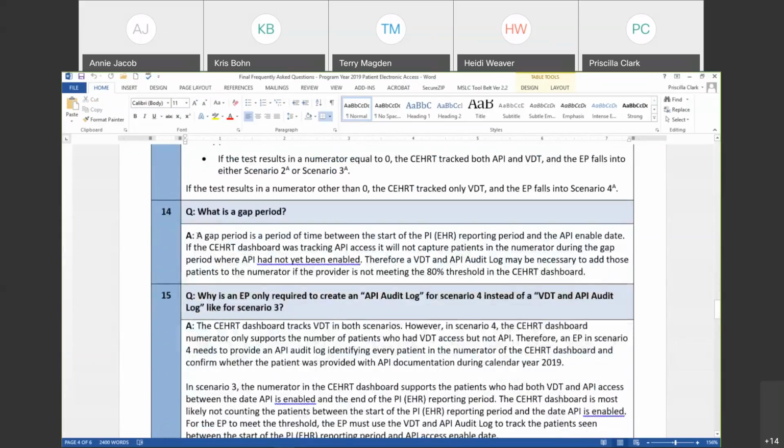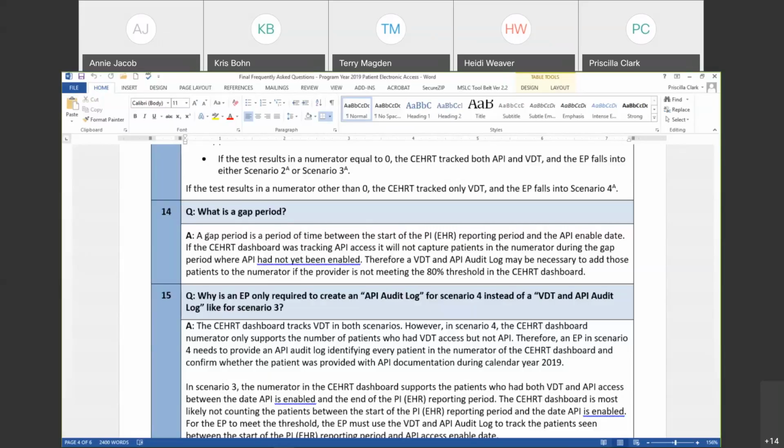Okay, question 14, what is a gap period? And this is for patients or EPs that fall into scenario 3. A gap period is a period of time between the start of the PI reporting period and the API enabled date. If the Cert dashboard was tracking API access, it will not capture patients in the numerator during the gap period where API had not yet been enabled.